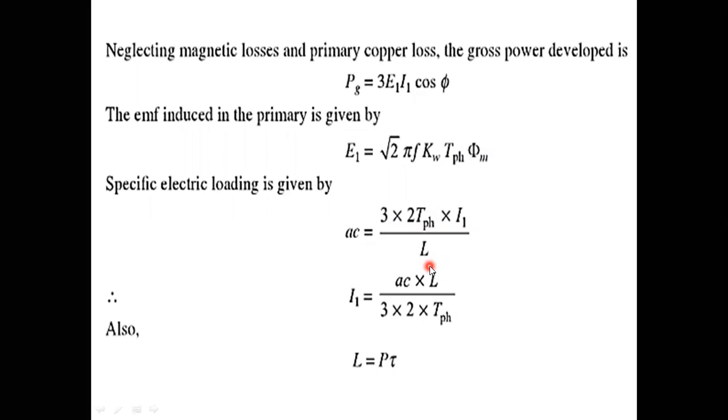And the next one, I1 is equal to A C into L by 3 into 2 into turns per phase, where L is equal to P tau.